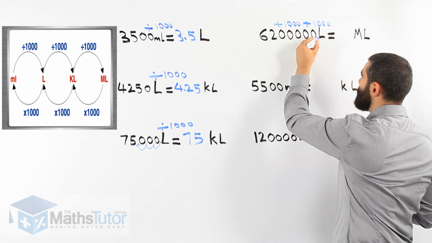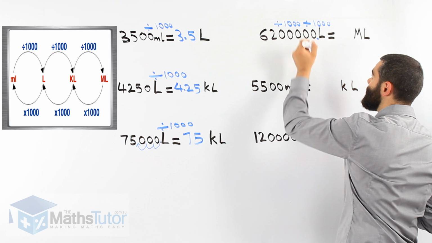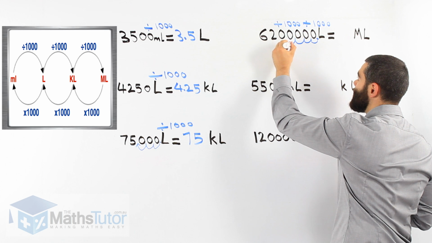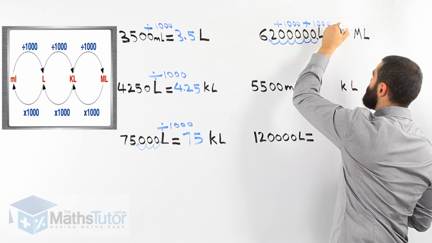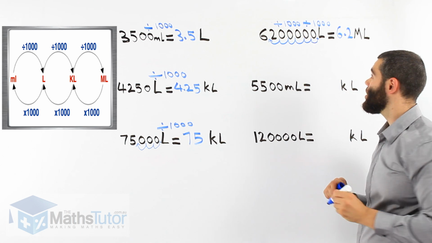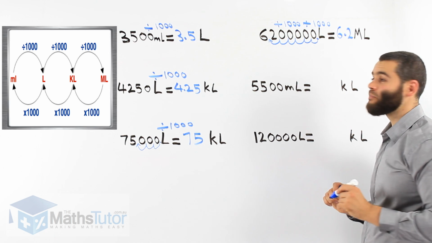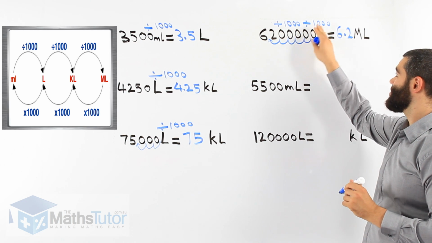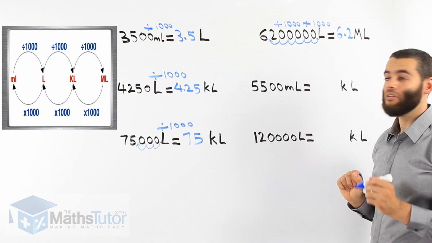Our point is normally here because it's a whole number. We're going back 3 zeros here, 3 zeros here. We're going back 6 times. 6 zeros. 1, 2, 3, 4, 5, 6. So 6.2 megalitres. 6,200,000 litres is equivalent. It is the same as 6.2 megalitres. Put in your calculator, divide by 1,000, divide by another 1,000. You'll notice 6.2 will get you the answer.